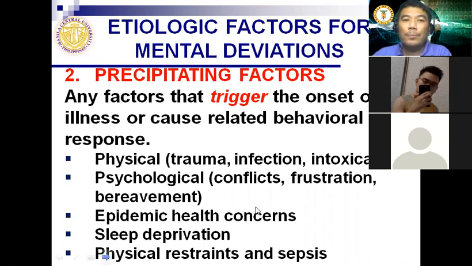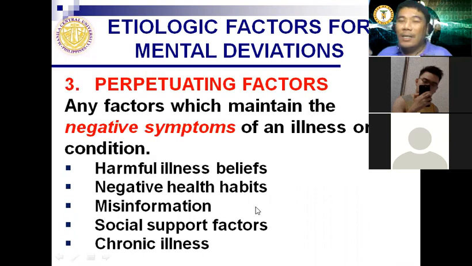Okay, for the last slide, perpetuating factors. These are sometimes things that I'm not seeing in the pathophysiology. Perpetuating factors are any factors which maintain negative symptoms of an illness or condition. All of us have certain decisions that we sometimes base on what we believe in. So, for example, it maintains the negative symptoms. Resources are available. You have been oriented on what to do, but sometimes you refuse to do it, you ignore it because you have certain beliefs that cause aggravation of the situation.